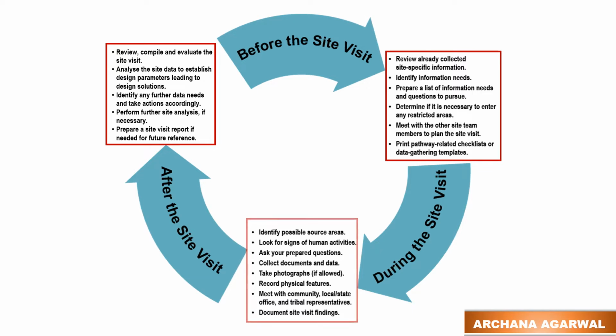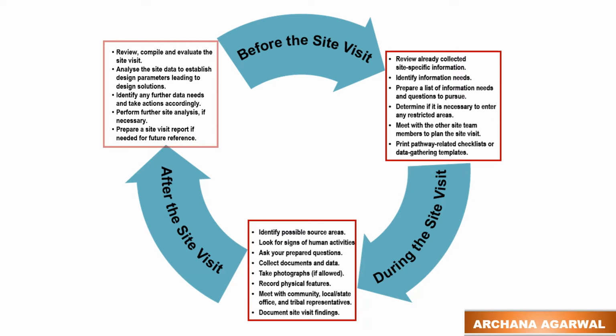During the site visit, the architect identifies the possible source areas, looks for signs of human activities, asks the questions as per the questionnaire prepared, collects the documents and data as per the list, takes the photographs, records the physical features, and meets with the community as well as the local office. And then documents the site visit findings.